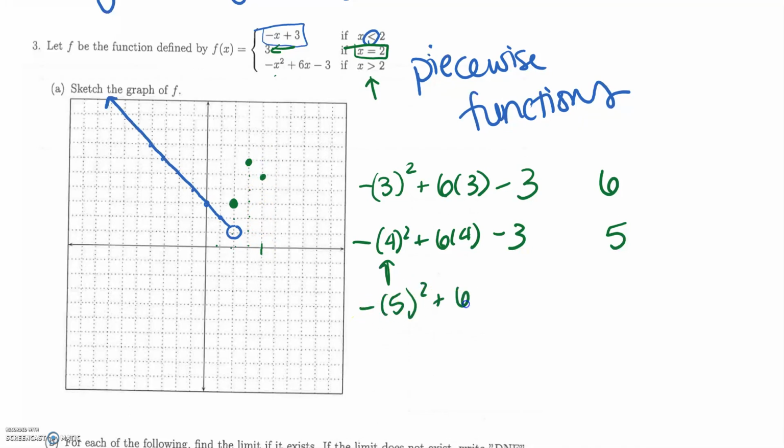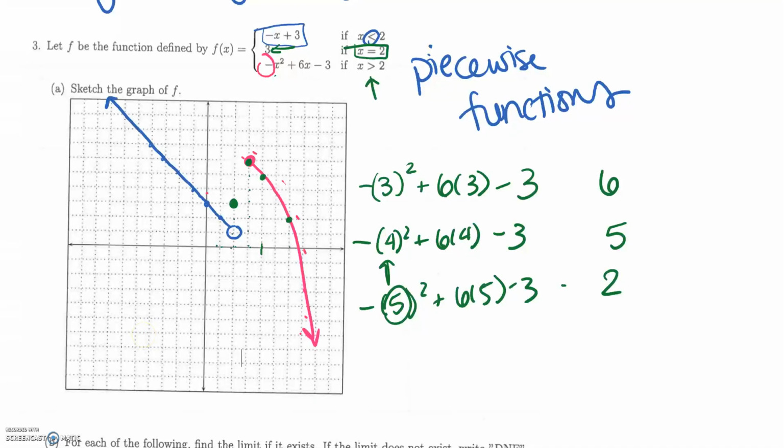Do it again. At 5, we should be at 2, sorry. Okay, so because it is a parabola, it probably looks something like this, right? It's negative, so it goes upside down, so it should look something like this. I only want the values of x that are greater than 2, so I'm going to start here, and then just go down this way.